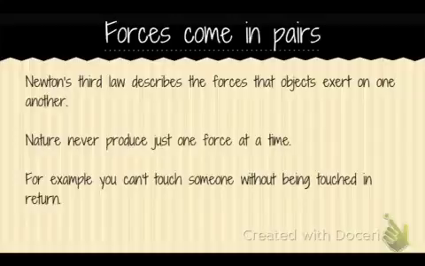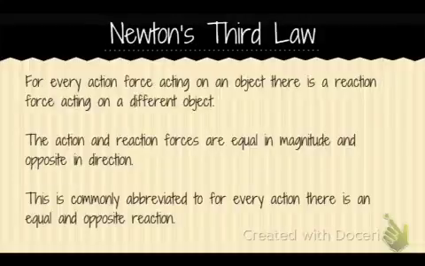As you stand on the ground, or sit in your chair, you're pushing down on the chair and the chair is pushing back up on you. So those are action-reaction pairs. For every action force acting on an object, there is a reaction force acting on a different object. The action and reaction forces are equal in magnitude but opposite in direction. This is commonly abbreviated to, for every action there is an equal and opposite reaction.